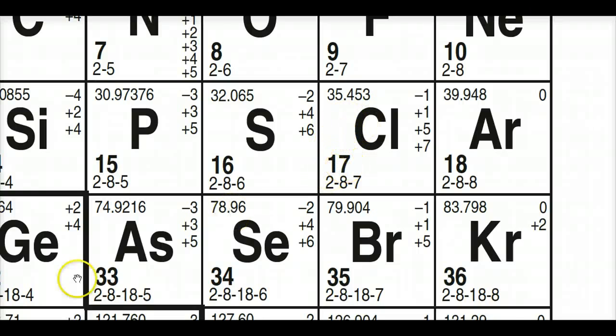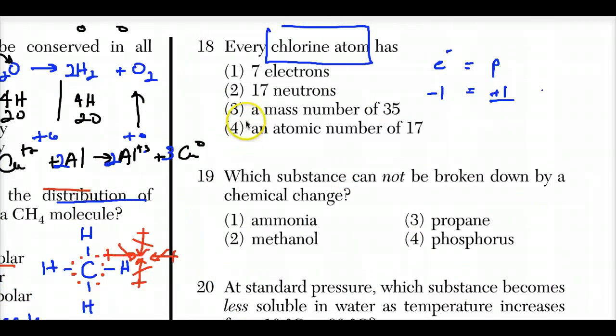Atom means neutral. So therefore, every chlorine atom has an atomic number of 17. They could have said 17 electrons as well. All right, the atomic number, the proton number, identifies the element. 19, which substance cannot be broken down by a chemical change?